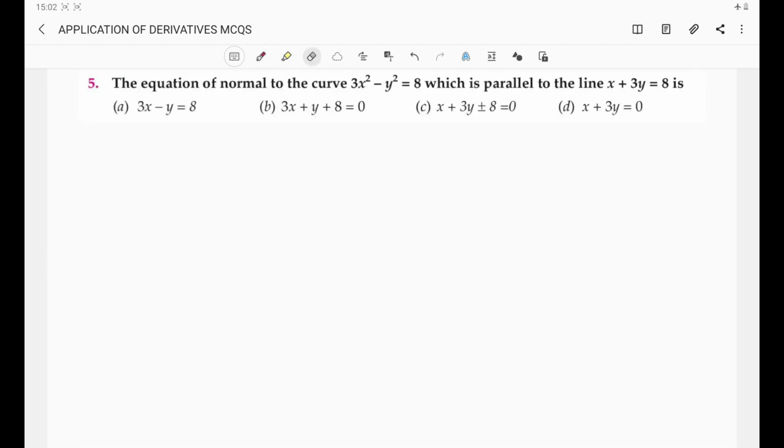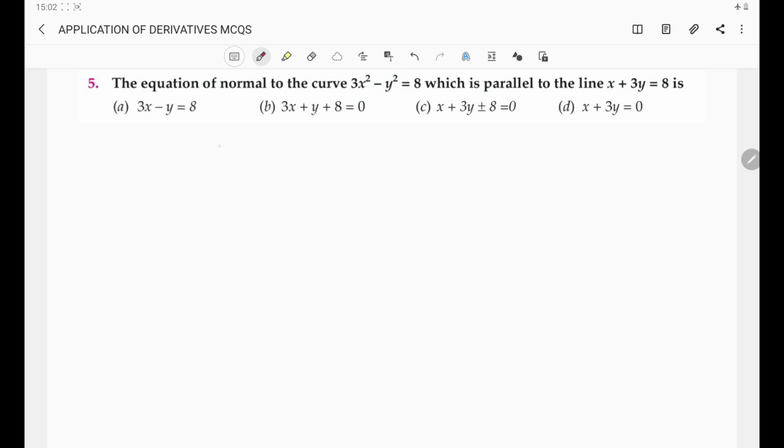Question number 5. The equation of normal to the curve 3x square minus y square equal to 8, which is parallel to the line x plus 3y is equal to 8. So we have to find the equation of the normal which is parallel to the line x plus 3y equal to 8. So let us see how to solve the problem. Let's find the slope of the tangent, and hence we find the slope of the normal. So we find dy by dx first.